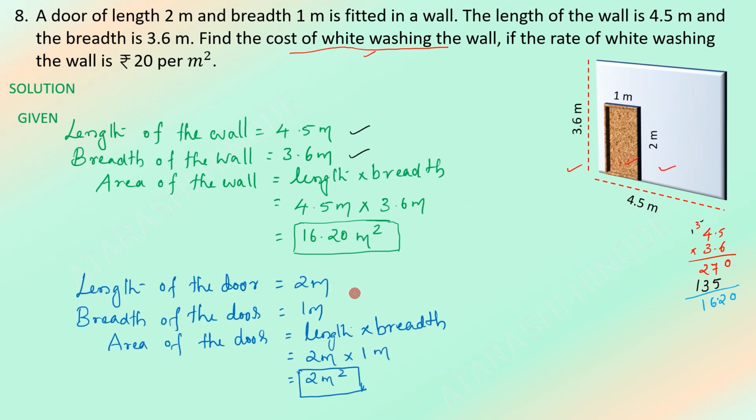Here given length of the door equal to 2 meter, breadth of the door equal to 1 meter. Area of the door, it will be length into breadth, that is 2 meter into 1 meter. 2 into 1, it is 2, that is 2 meter square. Now we have to subtract area of the door from area of the wall.